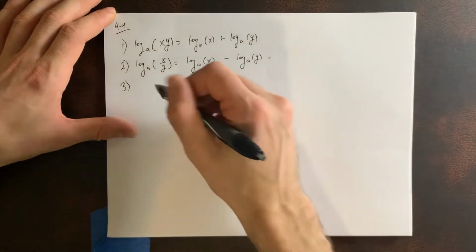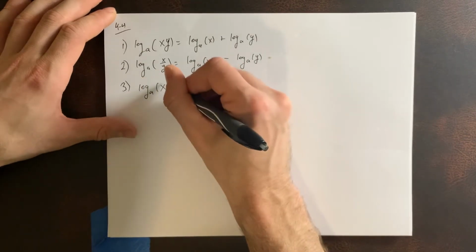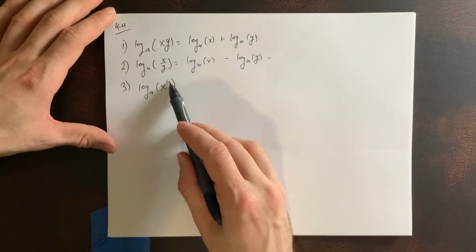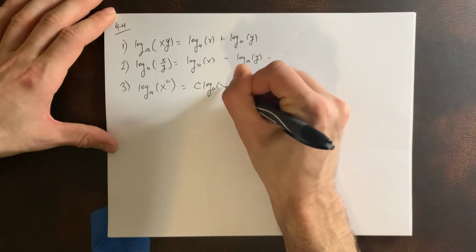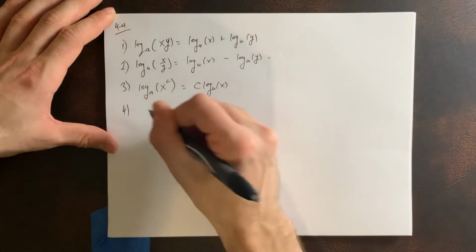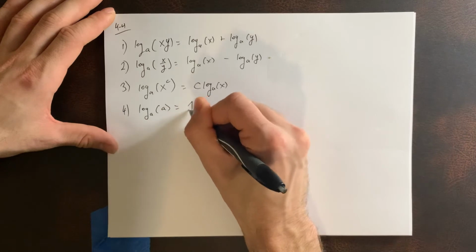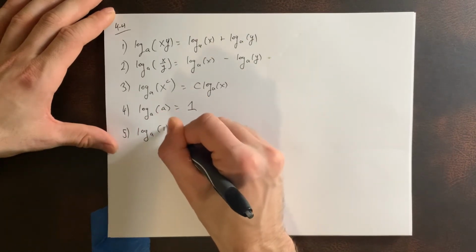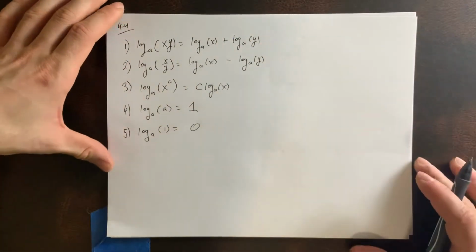Okay, now the third one. If we have an exponent on the inside like this, we can take this exponent, move it to the front, and then multiply it by log base a of x. And then the fourth rule that we'll have is if we have log base a of a, this is going to be 1. And then log base a of 1, that's going to be 0. So these 5 rules are going to be important in this section.